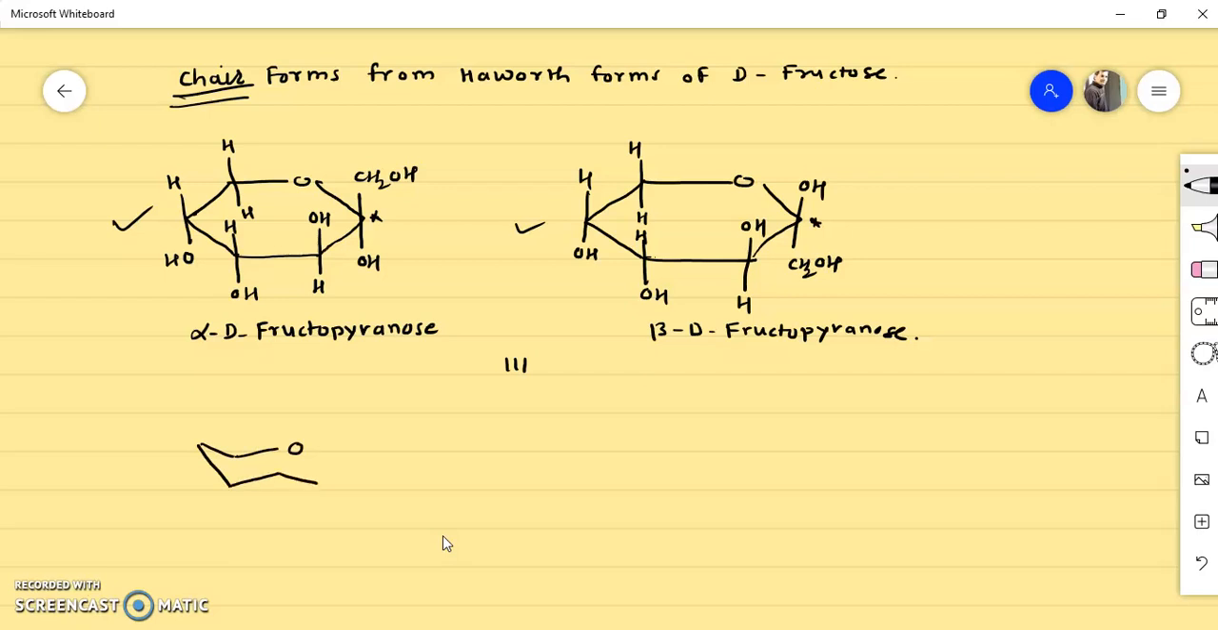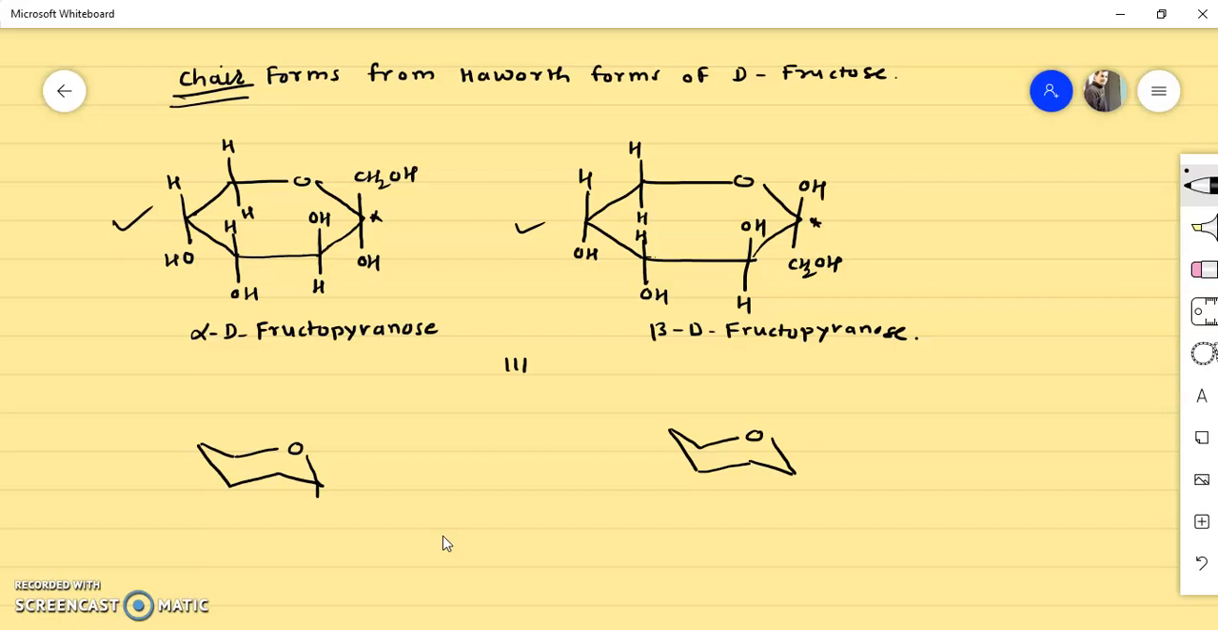So how to draw the chair, you can observe here. So this is one chair. Then I will draw another chair here. Okay, so this is another chair. So in this way you can draw the chair. Now you know each chair form has axial and equatorial position.